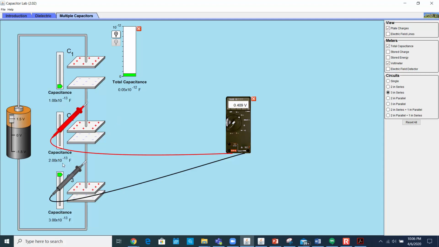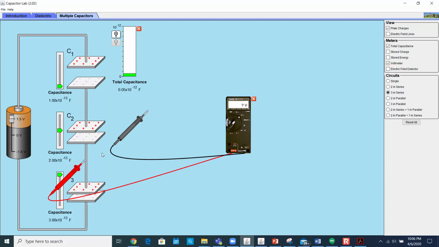And now across this one, it has to be even smaller, 0.23, which is 3 times smaller than C1, because C3 is 3 times greater than C1, so the potential across C3 is 3 times smaller than C1. So what you learn in series combination is that the same charge flows through each capacitor.